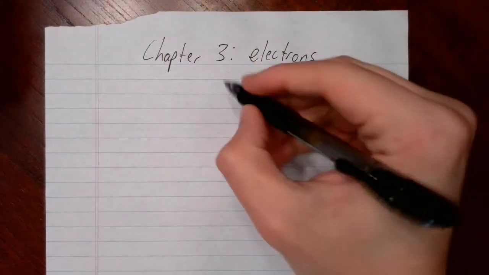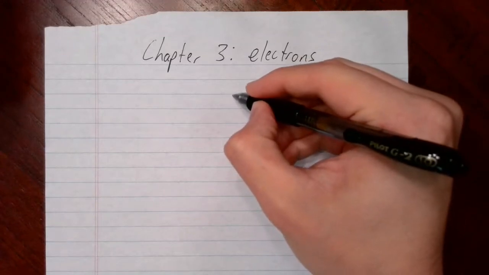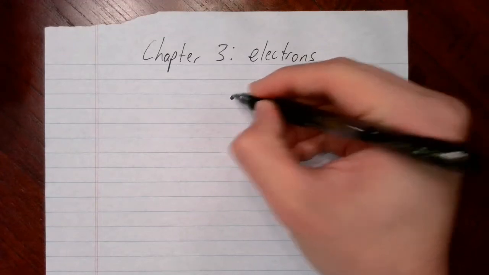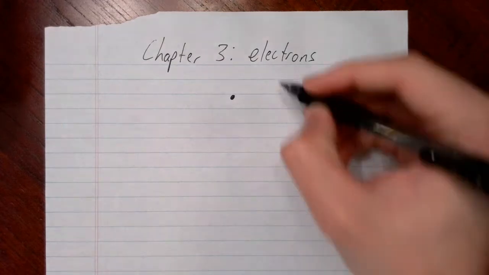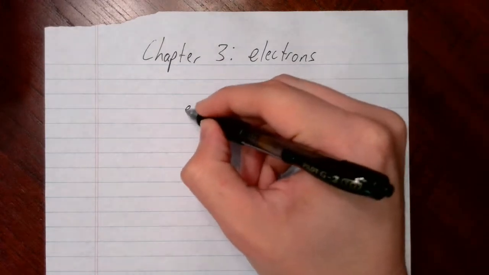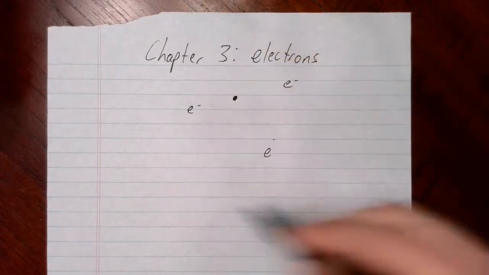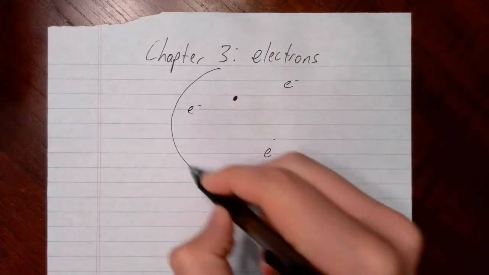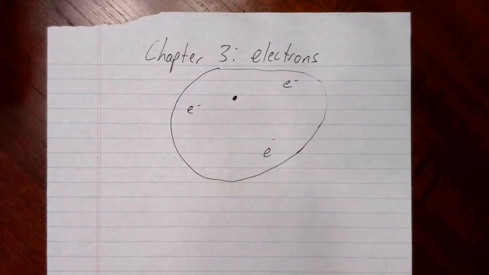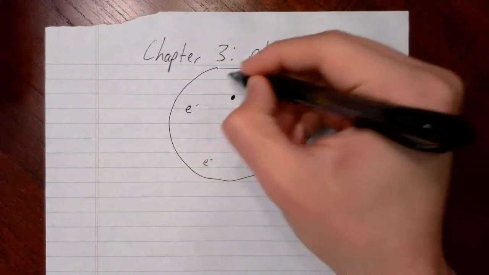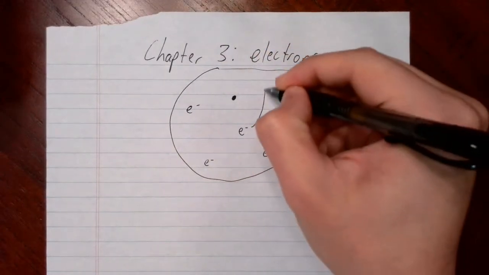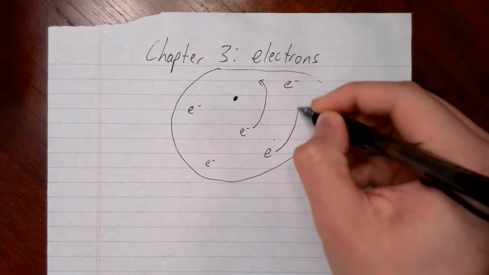So if we think about Rutherford's model of the atom, we have this tightly packed nucleus, and then we have some electrons. Okay? In his model, the electrons are just orbiting the nucleus. So if I draw that to represent the bigger atom, we just have electrons out here. And they're all orbiting the nucleus.